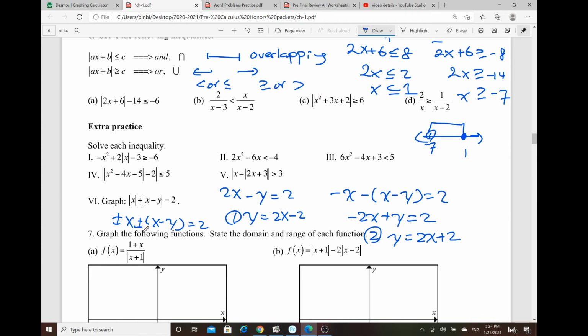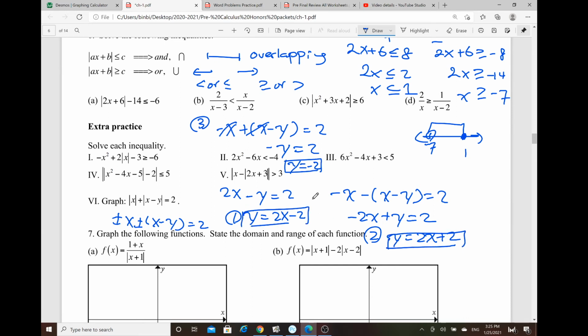And what about the third and the fourth? The third possibility is negative x plus the positive quantity x minus y equals 2. You may notice that negative x and positive x cancel. What's left? Negative y equals 2, so y equals negative 2. So that's 1, 2, and 3 possible equations. They're all linear functions, all straight lines.